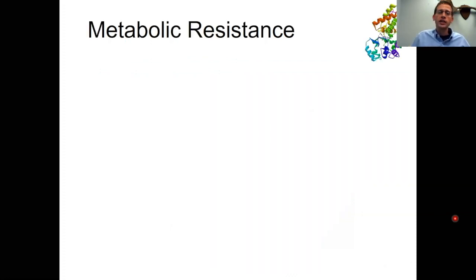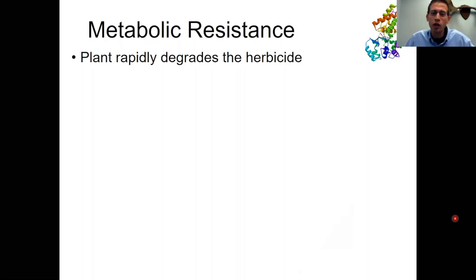Non-target site resistance can also be metabolic resistance. Now, metabolic resistance is what allows a weed to rapidly degrade an herbicide. This mechanism is why crops can be treated with different herbicide products and no herbicide injury symptoms occur. Metabolic resistance is also how we as humans can detoxify certain compounds.